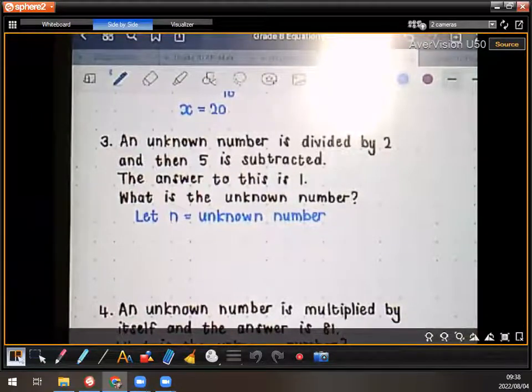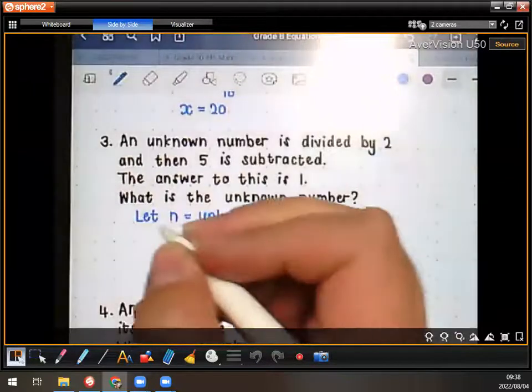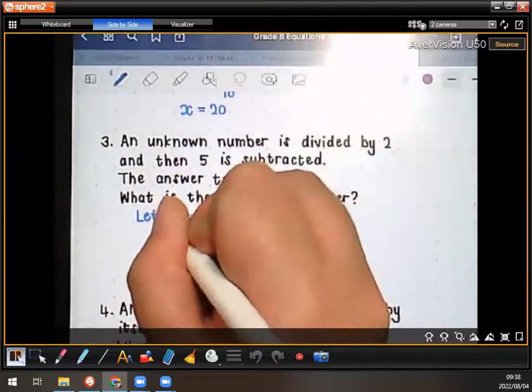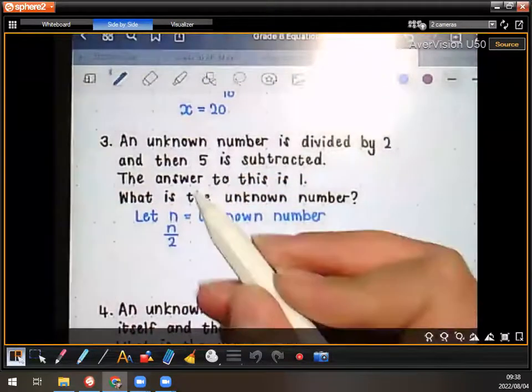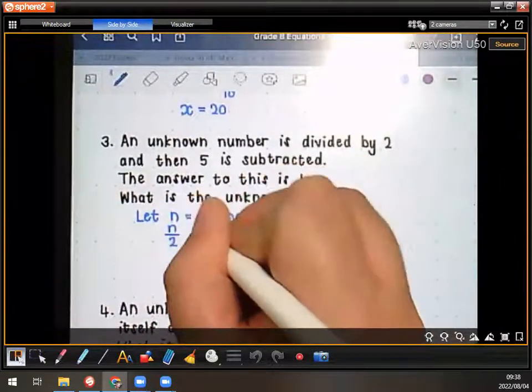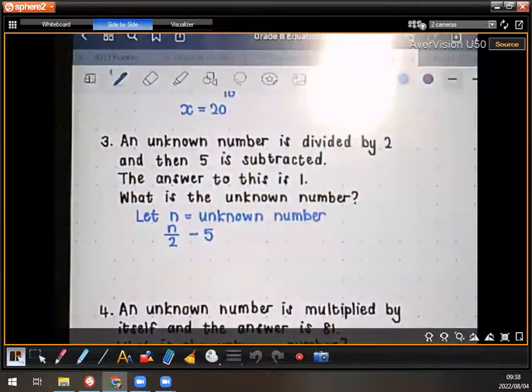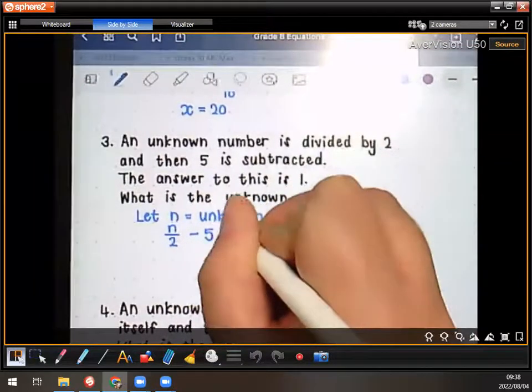Okay, now do we notice that the option is here in two steps, right? We're dividing by 2 and then we are subtracting 5. So how am I going to say that n is being divided by 2? N over 2 minus 5. N over 2, yes, that's the divided by 2 part, and then minus 5 because 5 is subtracted, and that is then equal to 1.